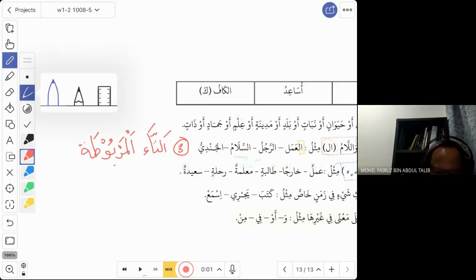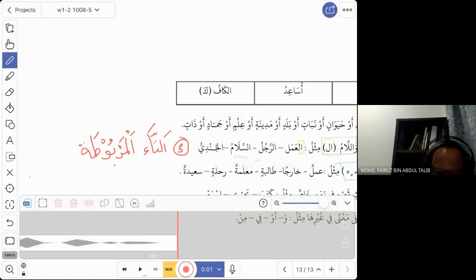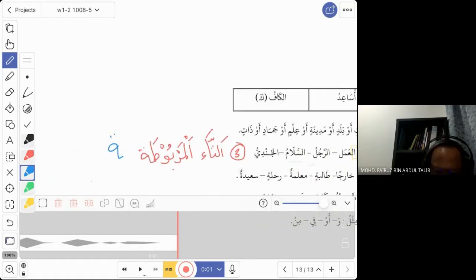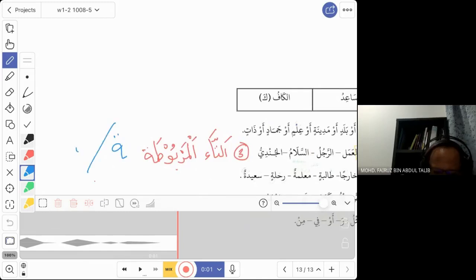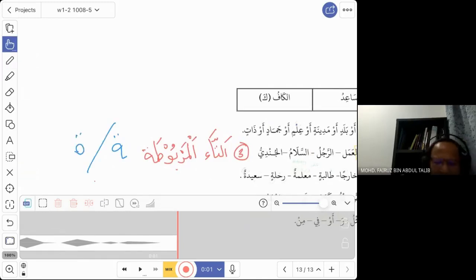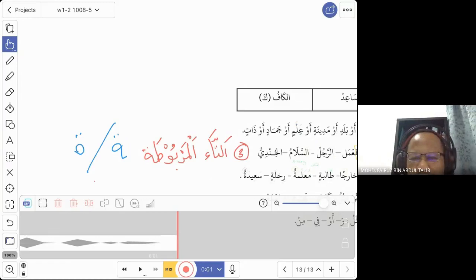This ta marbuta is this ta. Remember that symbol? The one that you only see at the end of a word, the one that has the T sound and also the H sound? If you read it with a vowel, it is the T sound: tu, tan, tin. If you skip the vowel, then it becomes the H sound. Yes, this is the ta marbuta.